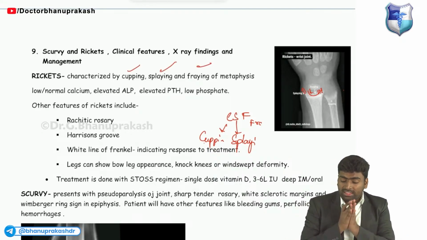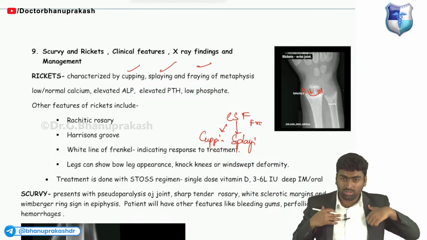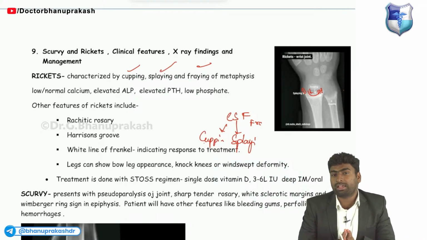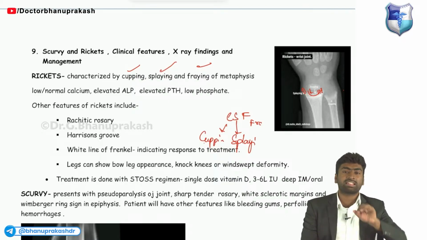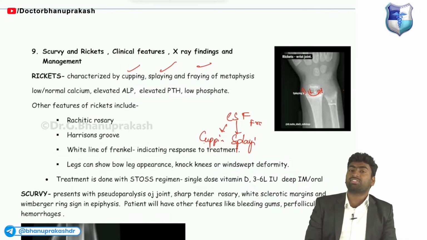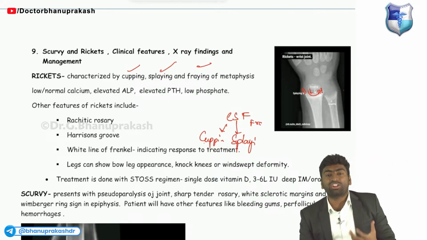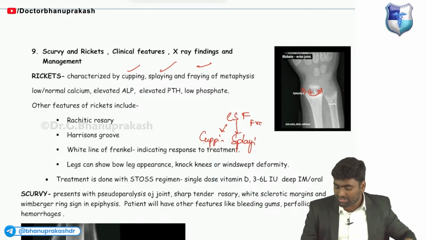And as I told you, rickets is a painless condition. So there will be a rickety rosary, a windswept deformity, and genu valgum. All of them will be painless in nature, and all the manifestations will be in bones. There will be a ping pong skull, also known as craniotabes. So this is a typical feature of rickets.